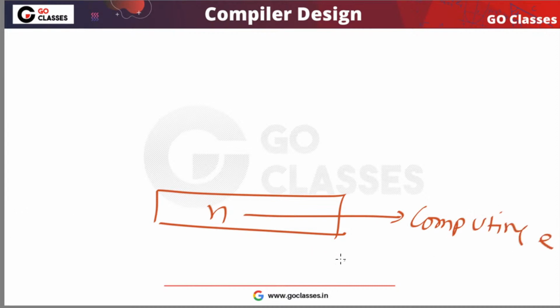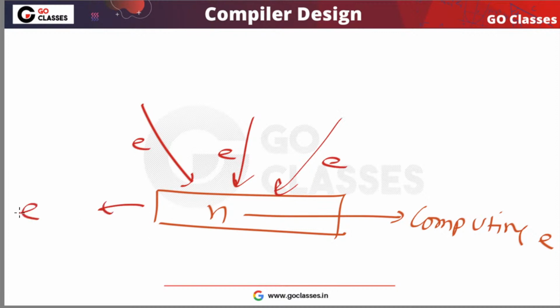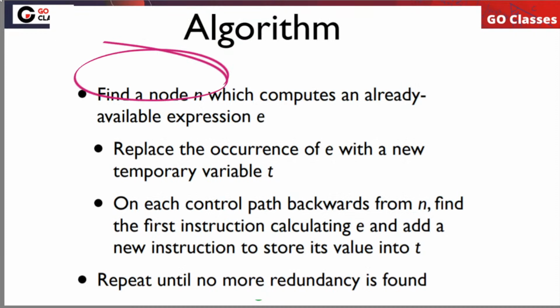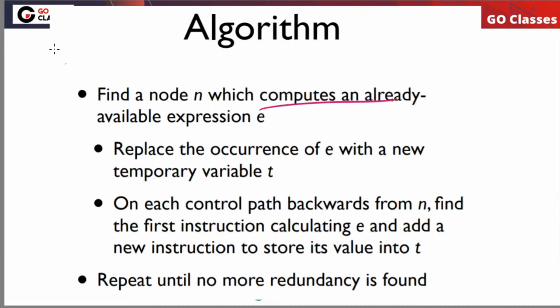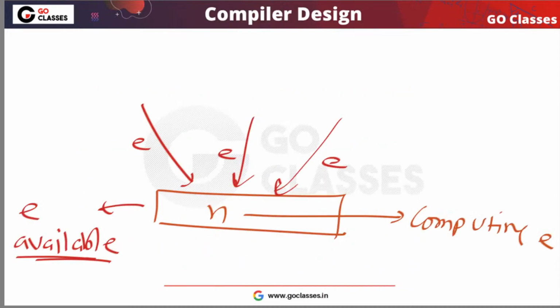Let us assume you know that e is already available, meaning e is coming from here, and from here, and from here. So I can say that e is available here. Then what will your algorithm do? You are at a node n, computing an already computed expression. Then what you do is very simple: you replace this e with t.